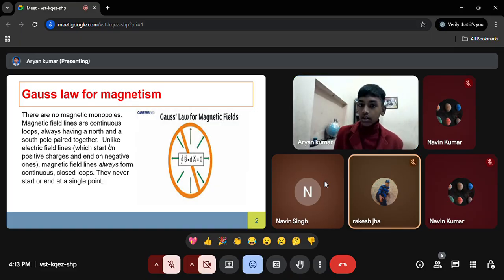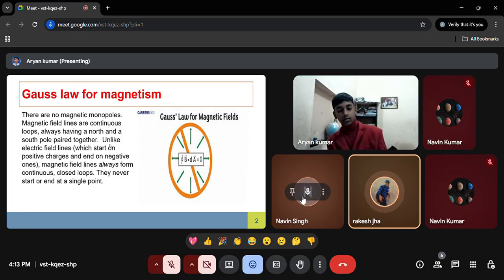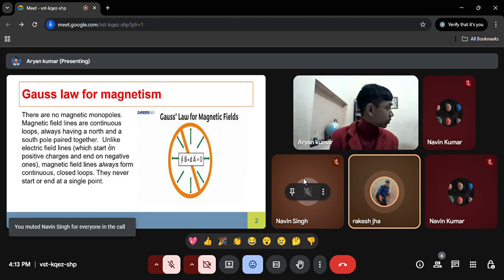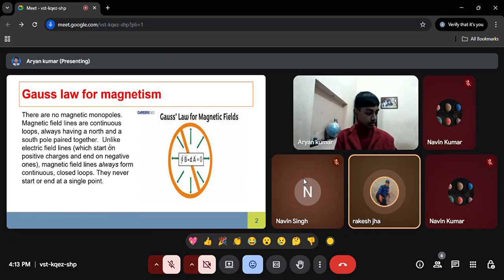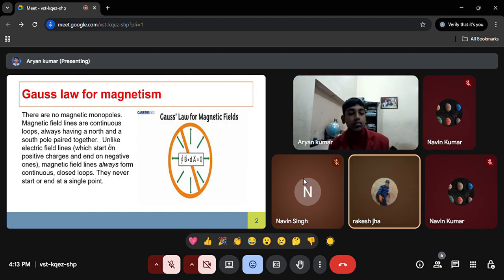Yes, Aryan. Can you read this slide? Okay, Aryan. Gauss's law for magnetism. There are no magnetic monopoles. Magnetic field lines are continuous loops, always having a north and a south pole paired together. Unlike electric field lines, magnetic field lines always form continuous closed loops. They never start or end at a single point.